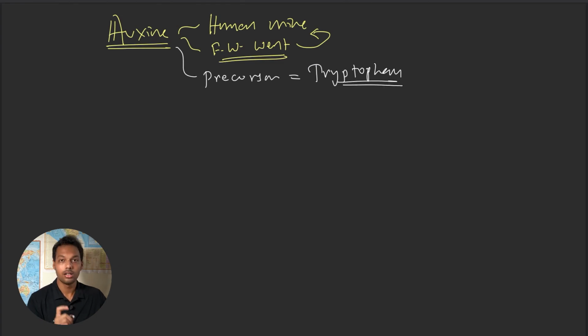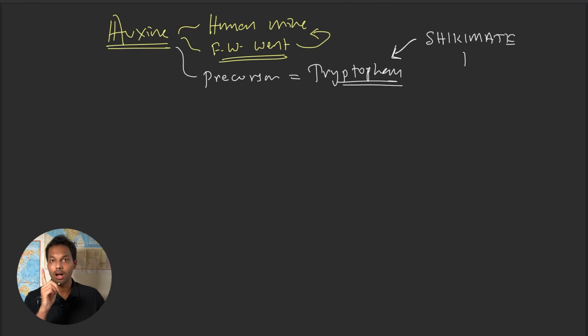Tryptophan is the precursor of auxin. And how is it produced? See, tryptophan is the precursor of auxin. That means auxin is derived from tryptophan. So how is this tryptophan produced? This is produced from the shikimate pathway. See, this has a link with our herbicide part or weed management part. So from this pathway, tryptophan is produced.